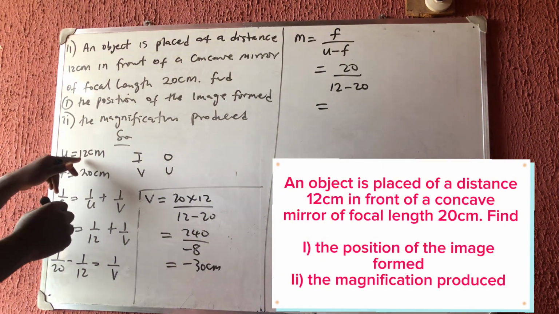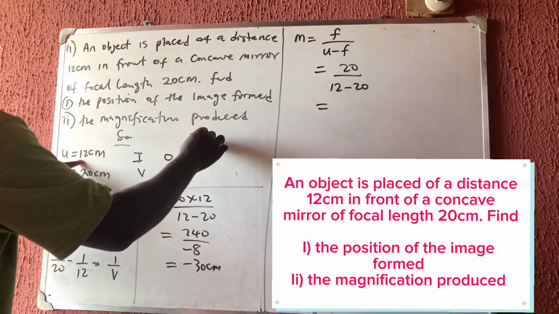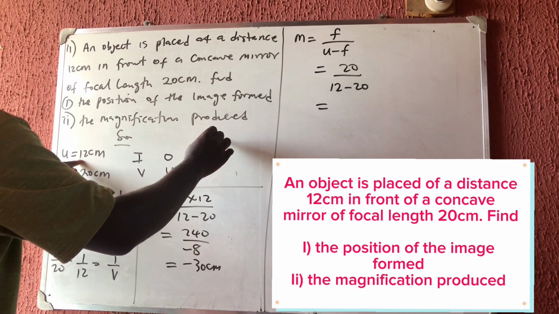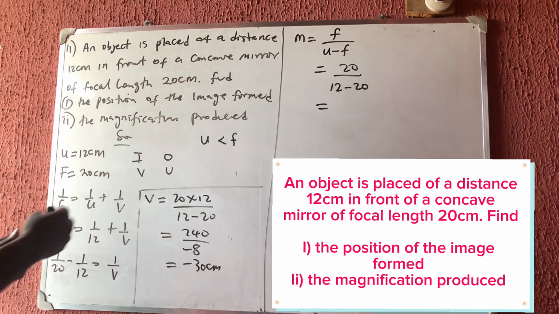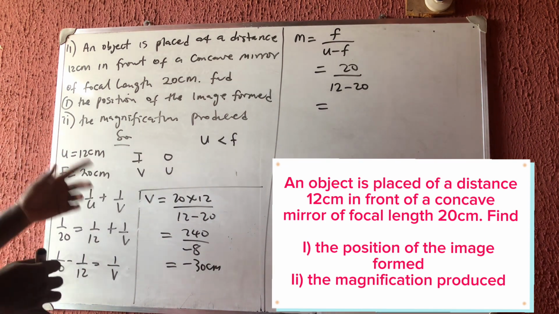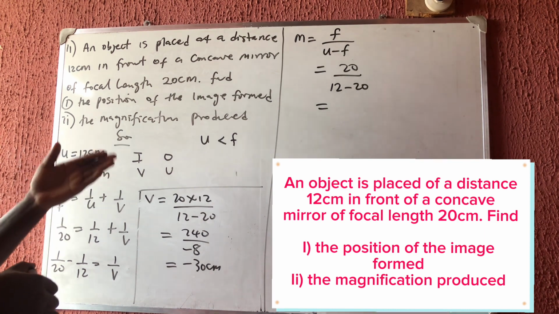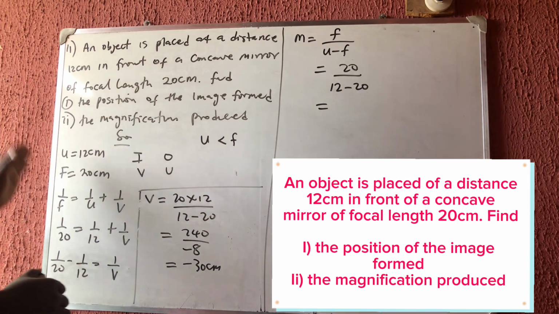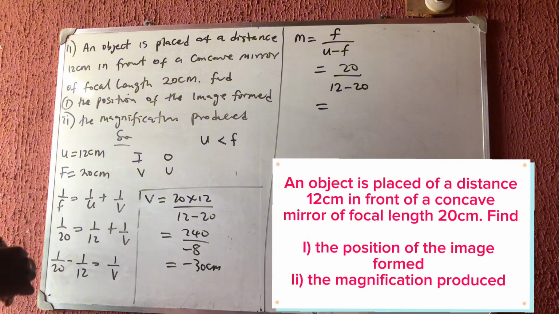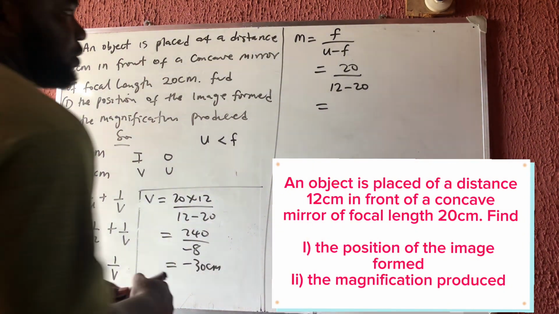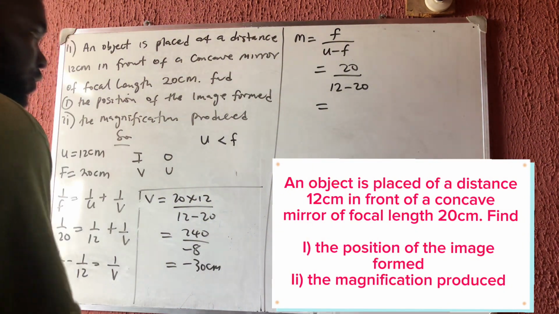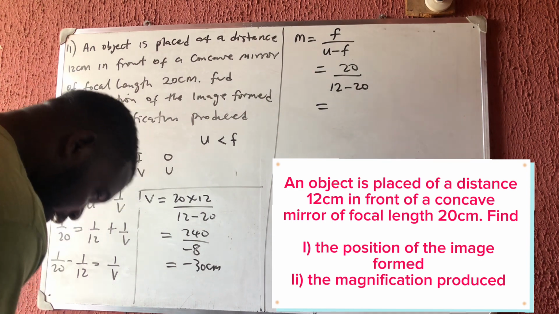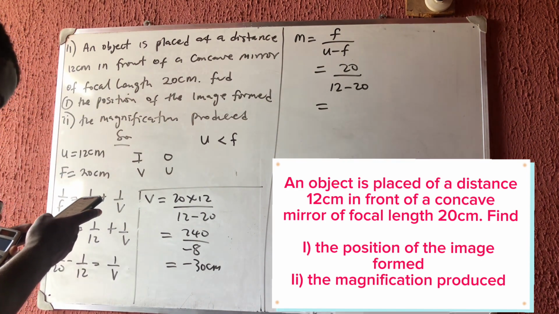This is another way to know. If U is now less than F, it's either a convex mirror or the image is formed behind the mirror. Okay, so that is another way to notice that. And it's going to give us a negative magnification.